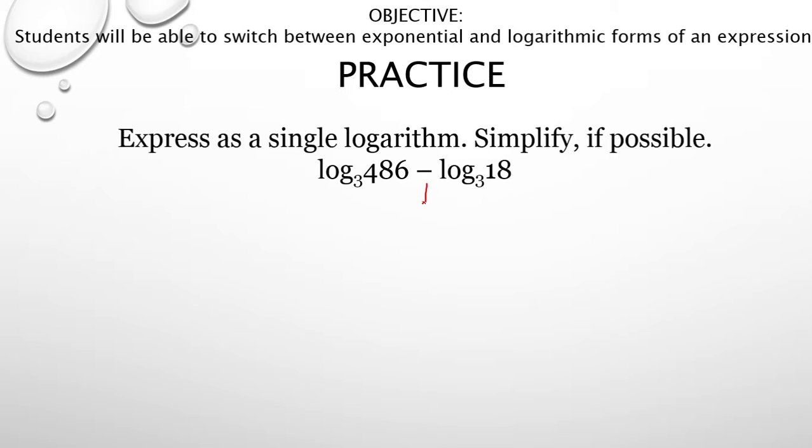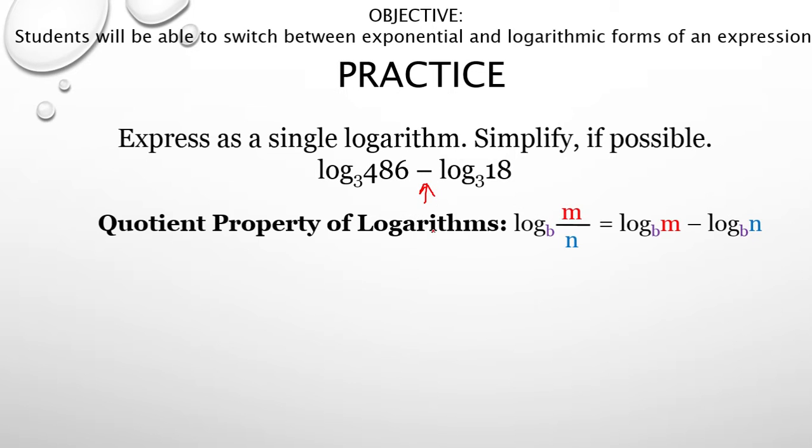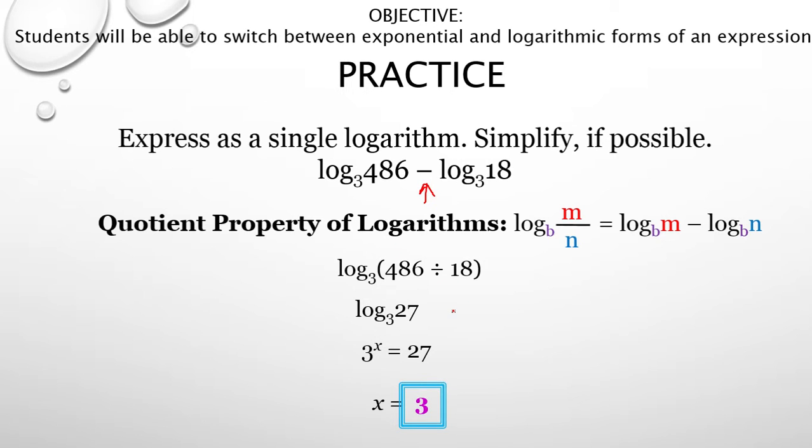Alright, this one is subtracting. That means we are going to divide. We divide 486 by 18, we should get 27. So log base 3 of 27, that is equal to 3. Alright?